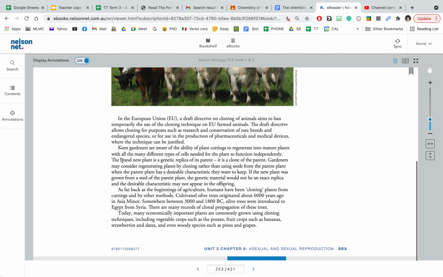Keen gardeners are aware of the ability of plant cuttings to regenerate into mature plants with all the many different types of cells needed for the plant to function independently. The brand new plant is a genetic replica of its parent. It is a clone of the parent.